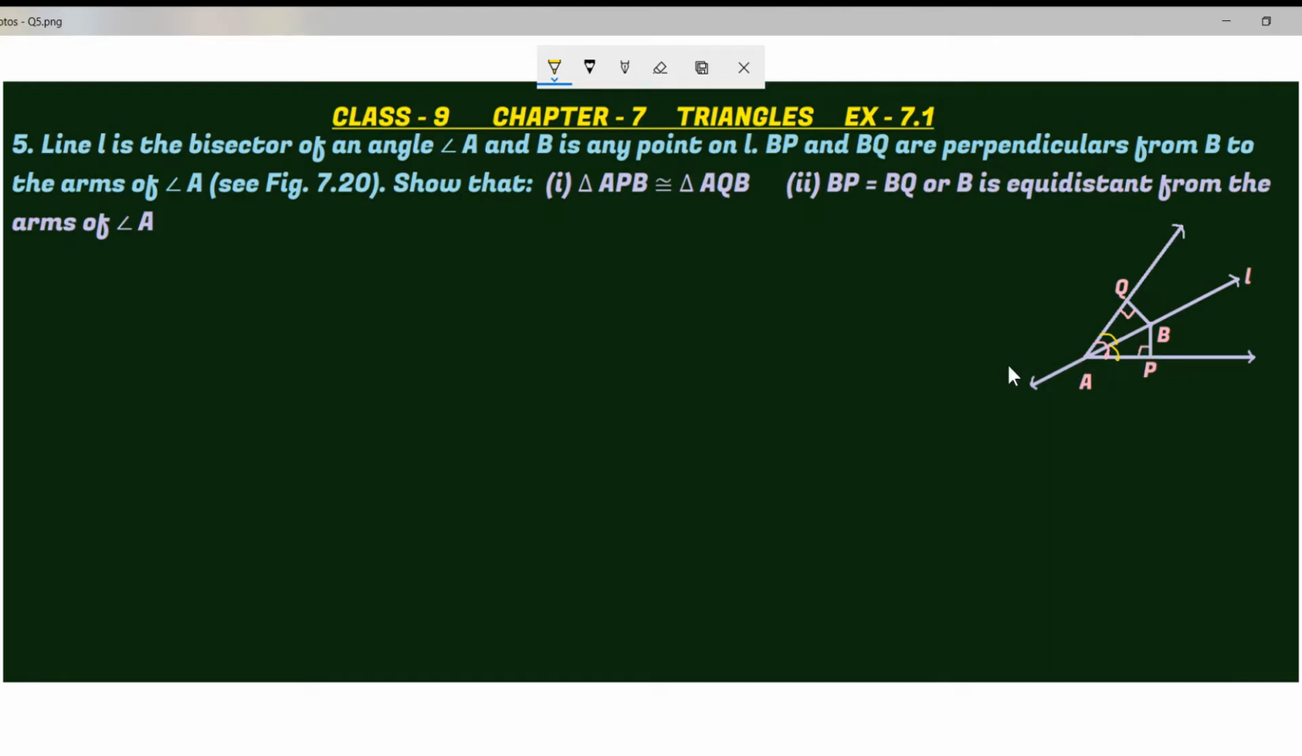Now we have to prove this triangle APB is congruent to AQB. So we have to use one of the congruence rules. You have to take these two triangles. Already two corresponding angles are equal to each other. And you can see this side is common for both triangles. So AB is common for triangle APB and triangle AQB also. So we can prove these two are congruent by the angle side rule. Let's write the statement.